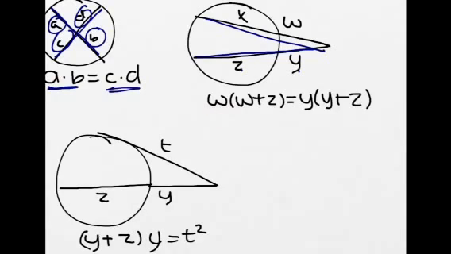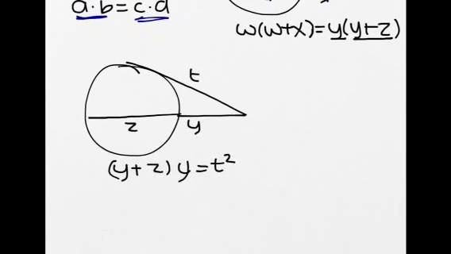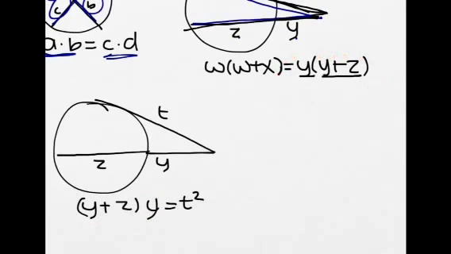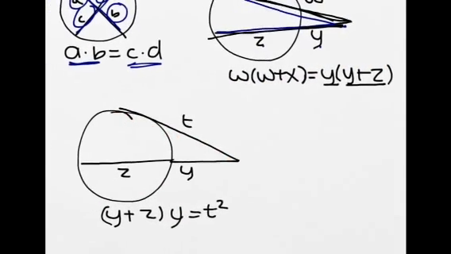Then W times W plus X, this should actually be an X, let me change that. So W times W plus X is equal to Y times Y plus Z. Okay? And then if we have a tangent and a secant, then Y plus Z times Y is equal to t squared. So it's basically the same thing. One side is the same. We just replace one side with t squared.